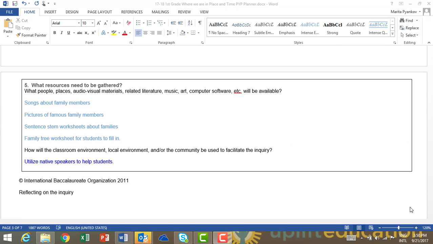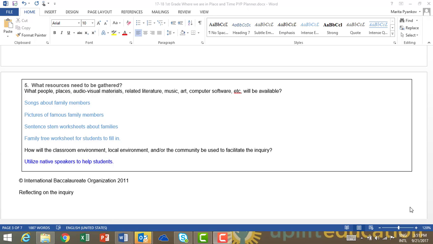Box 5 is the resources that you're going to need, and I have some examples here. You'll need to gather the songs, any pictures, sentence stem worksheets, the family tree things that you're going to need to use. Anything that, if you are looking at this unit, you know that you're going to need, you should write in those notes there on box 5 for you to be able to be prepared.